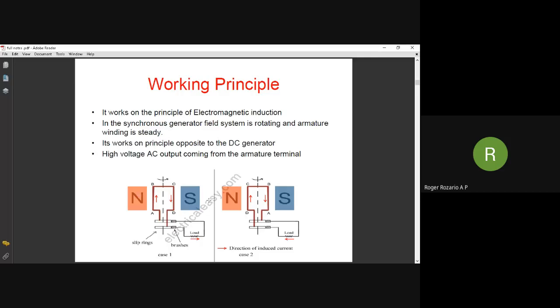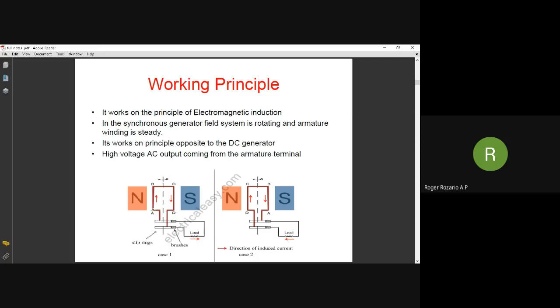See, there are 2 poles, north pole and south pole, from which you have the magnetic field, and you have a conductor placed in the magnetic field. And we are rotating this conductor with the help of a prime mover. Whenever this conductor rotates, it will change its position. It is rotating along this axis in the anti-clockwise direction. Look at this arrow, anti-clockwise direction.